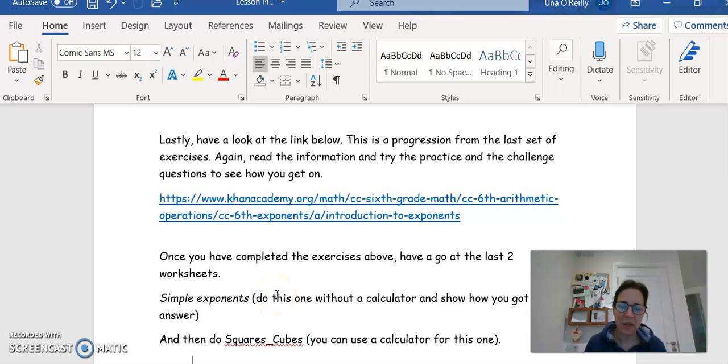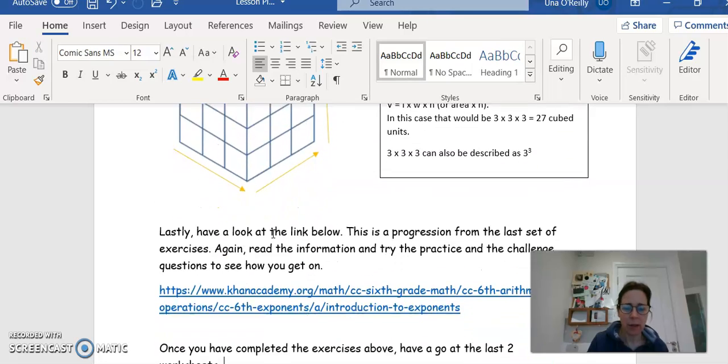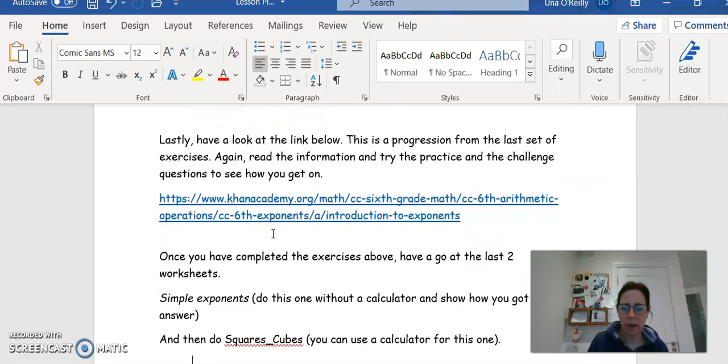Okay, guys, last video for today, hopefully. So we've just described the square and the cube as far as I remember. Just going to have a quick check of that. Yes, we did. Good. Okay, so the last part of today is the next link.